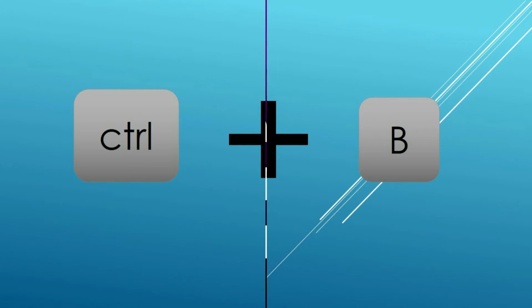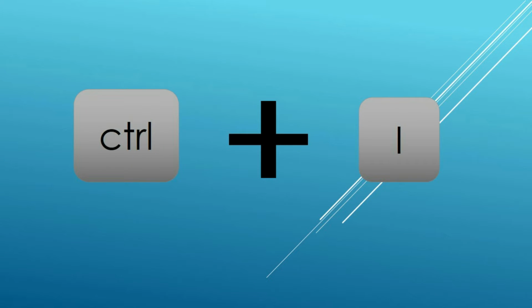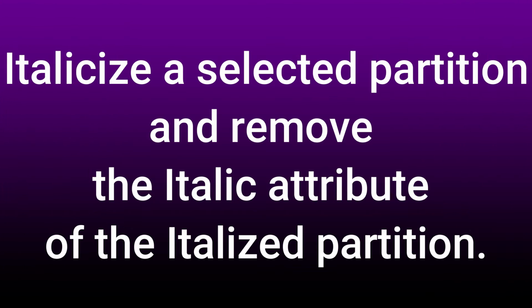Ctrl+B: Bold the selected part and remove the bold attribute from the bold part. Ctrl+I: Italicize a selected portion and remove the italic attribute of the italicized portion.